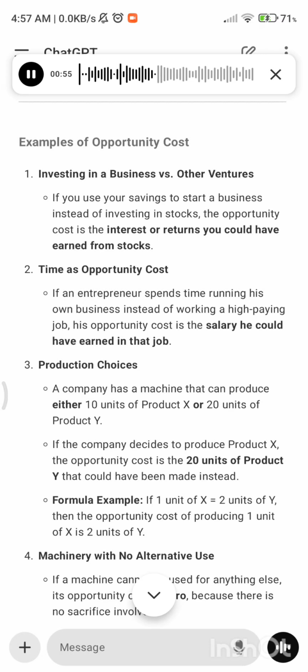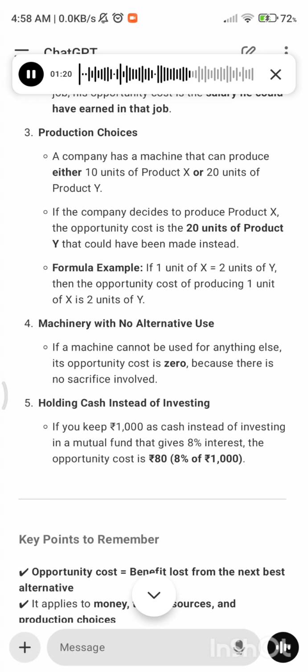3. Production choices. A company has a machine that can produce either 10 units of product X or 20 units of product Y. If the company decides to produce product X, the opportunity cost is the 20 units of product Y that could have been made instead. Formula example: if 1 unit of X equals 2 units of Y, then the opportunity cost of producing 1 unit of X is 2 units of Y.